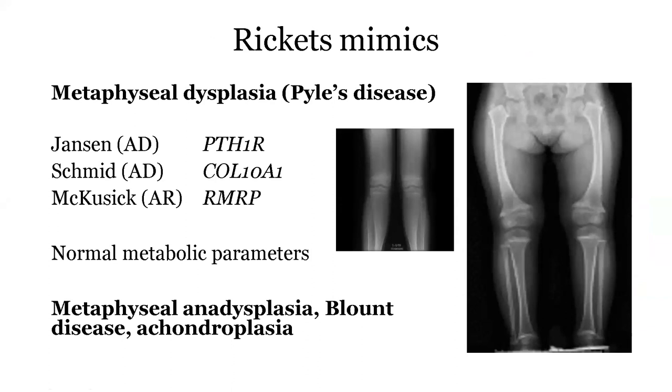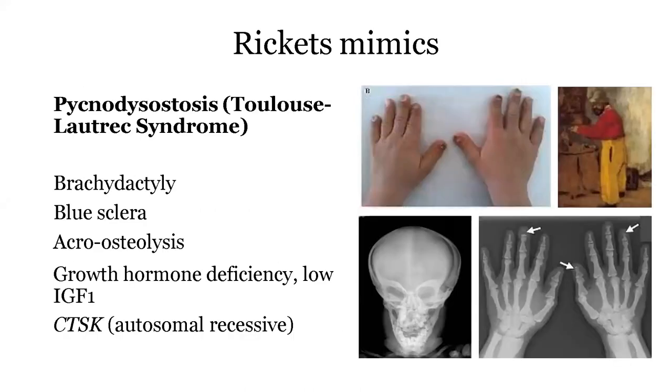There are certain disorders which do not come under the ambit of rickets, but the radiological features look like rickets. So you have to be careful while dealing with very rare conditions. Certain metaphyseal dysplasias are Pyle's disease, which is caused by various mutations. It also occurs in Blount's disease or achondroplasia patients. Another disease is Toulouse-Lautrec syndrome, where there is brachydactyly, acroosteolysis, and growth hormone deficiency. These syndromes per se do not have the underlying pathophysiology of rickets, but they are rickets mimics, very rare conditions. They just have the X-ray resemblance to the X-ray of rickets.